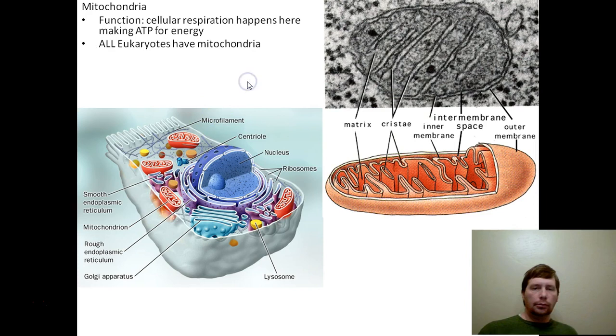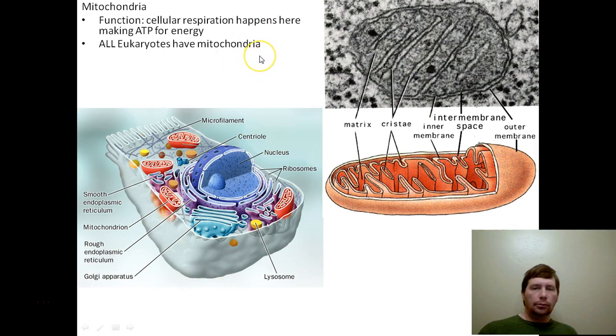Now, one thing to get out of your head right now: some students get messed up and they think, well, plant cells have chloroplasts and animal cells have mitochondria. Wrong. Every eukaryote cell on the planet has mitochondria. You find mitochondria in every cell except for prokaryotes. Prokaryotes do not have mitochondria, but every eukaryote cell does.